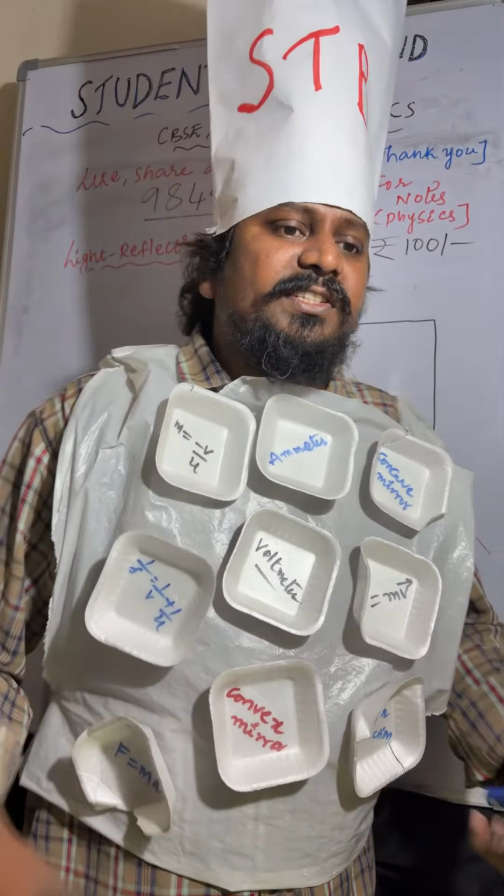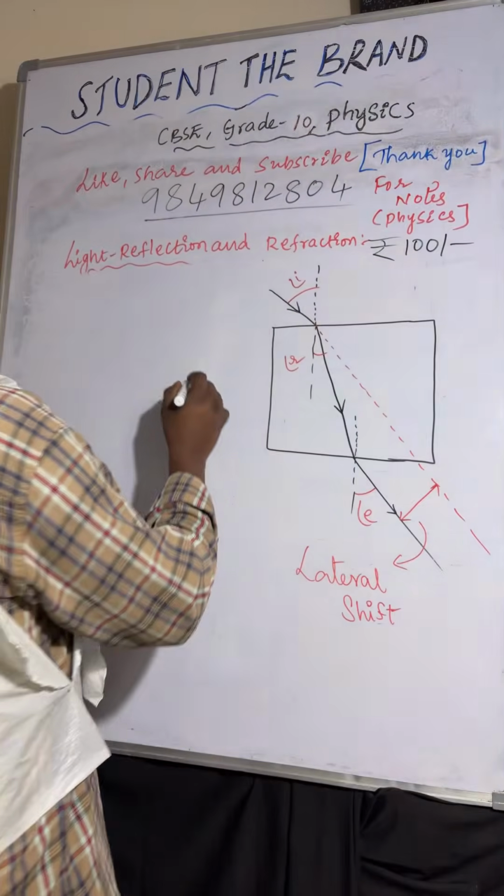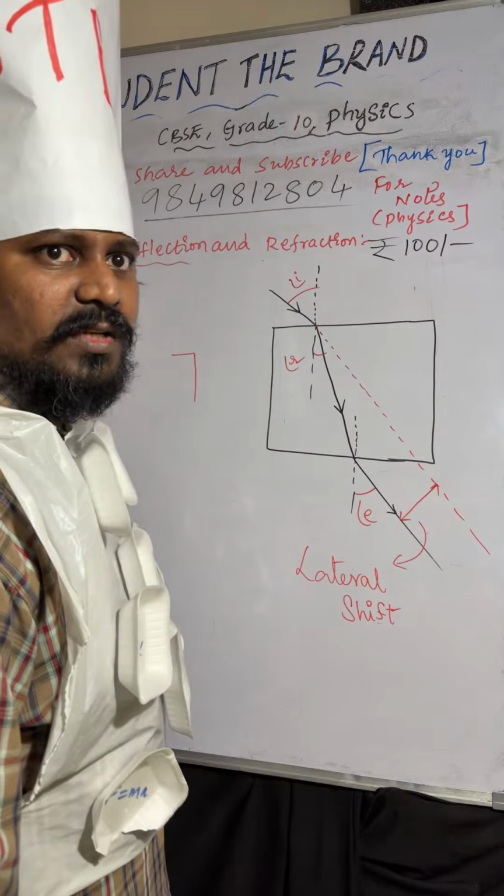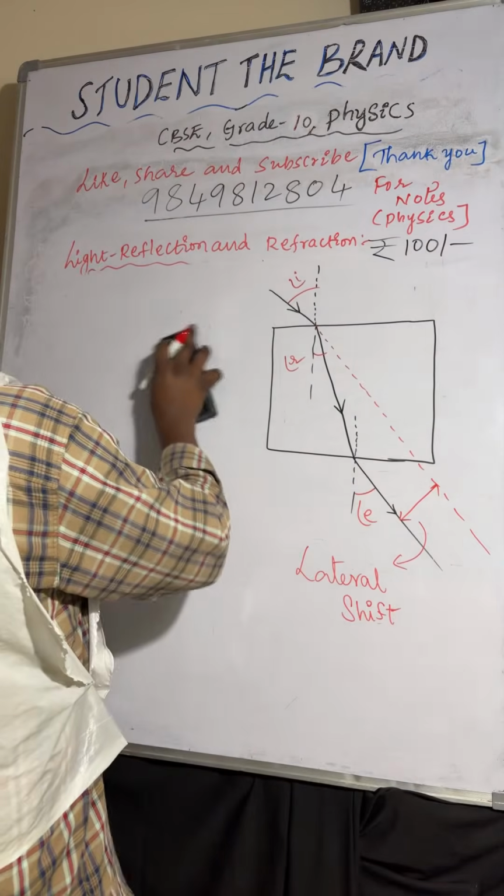Coming to the vertical shift. Here you can see the beaker. I'm taking one beaker like this.